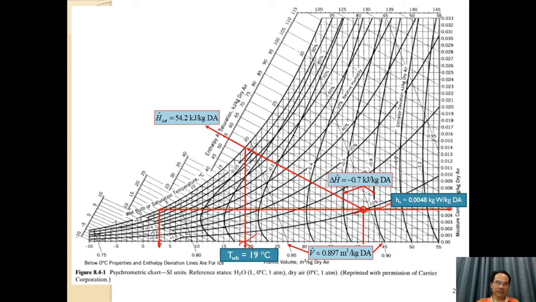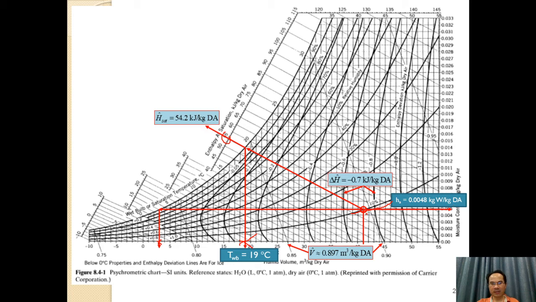And also you drag further to this, you get the enthalpy at about 54.2 kilojoule per kilogram dry air. That's right. And also for this case, you drag the horizontal line to this axis, you get absolute humidity approximately 0.0008 kilogram water per kilogram.